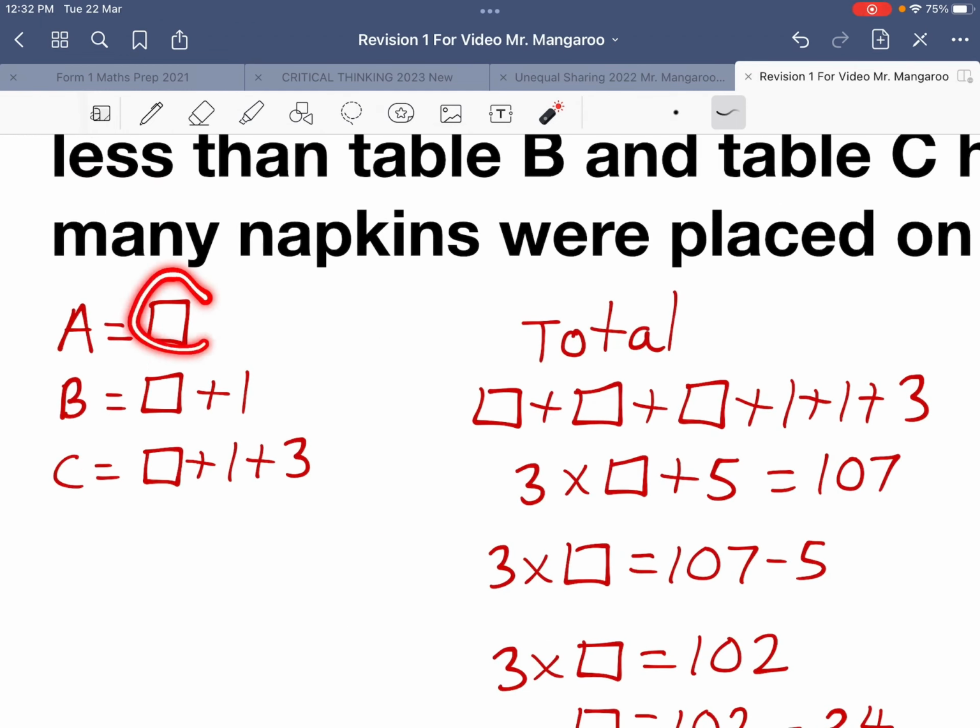So let's add them up together. 3 boxes plus 1 plus 1 plus 3, that is 5. So 3 boxes plus 5 equal to 107. That was given. So we subtract the 5 to get 102, and then we divide by 3 to get 34.